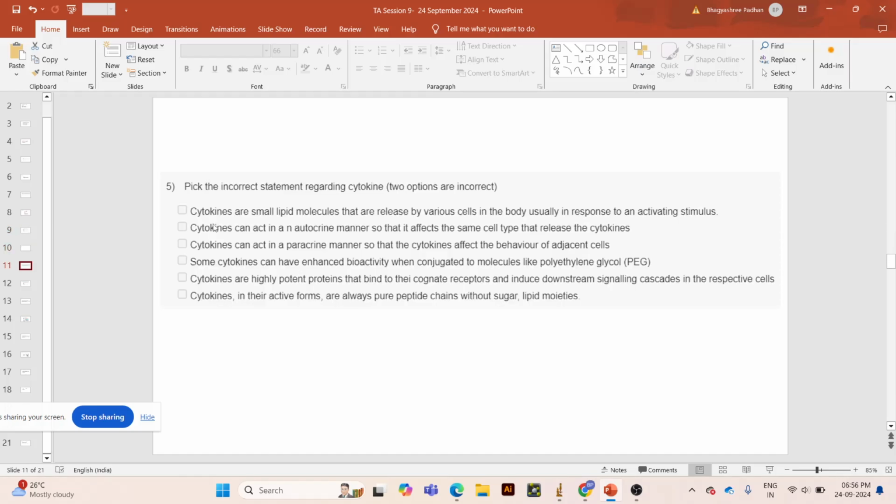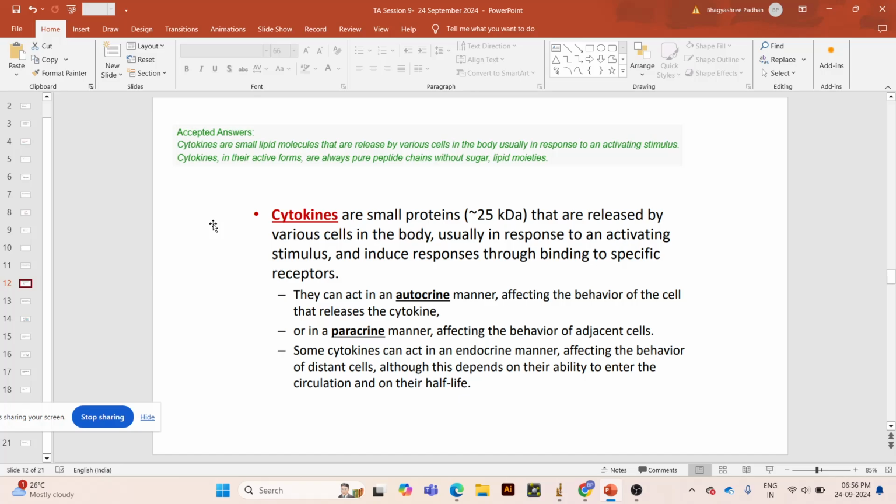Next, pick the incorrect statements regarding cytokines. Correct options here would be option 1: cytokines are small lipid molecules that release various cells in the body, usually in response to activating stimulus. And the last option: cytokines in their active forms are always pure peptide chains without sugar and lipid moieties. Instead, cytokines are small proteins that are released, and they are not always pure peptide. They come with sugar and lipid moieties attached to them as well.